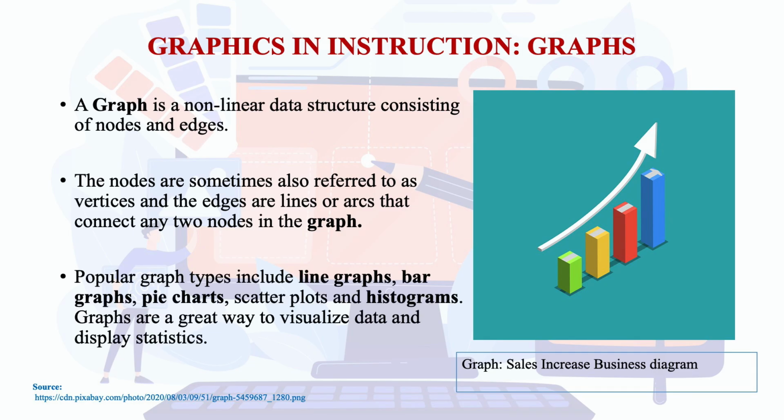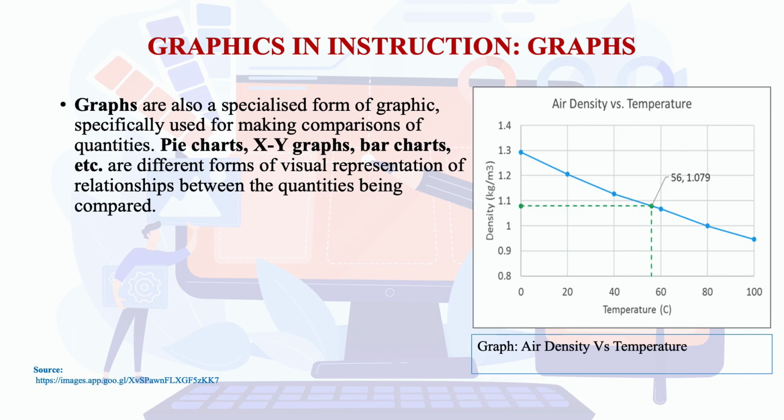Popular graph types include line graphs, bar graphs, pie charts, scatter plots, and histograms. Graphs are a great way to visualize data and display statistics. Graphs are also a specialized form of graphic, specifically used for making comparisons of quantities, such as pie charts. It may be XY graphs, bar graphs, etc., or different forms of visual representation of relations between qualities and quantities being compared.